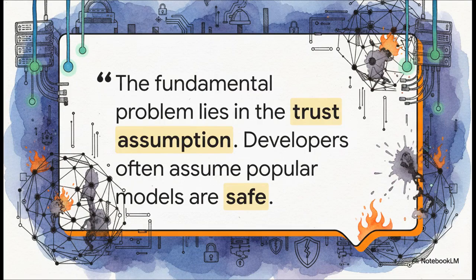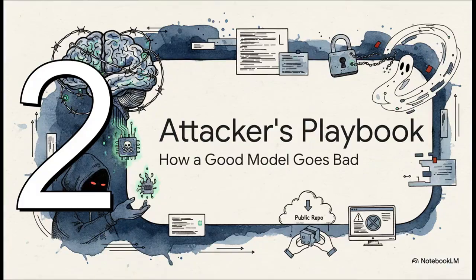So you might be asking, why is this happening on such a large scale? It really boils down to this quote from the report. It's a problem of trust. You've got developers under immense pressure to move fast, to innovate. They see a popular model, it's got great reviews, and they just assume it's safe. Speed and convenience win out over deep security checks, and that creates the perfect storm for these bad models to spread like wildfire.